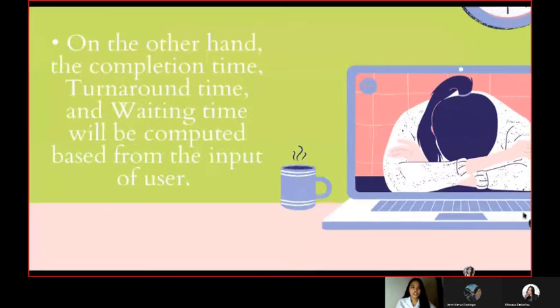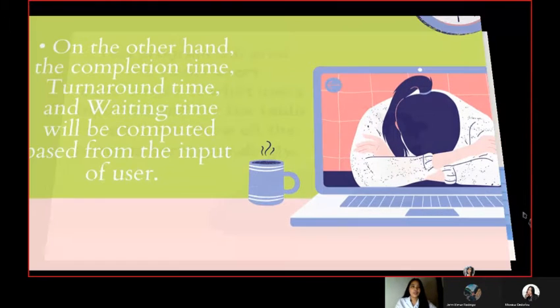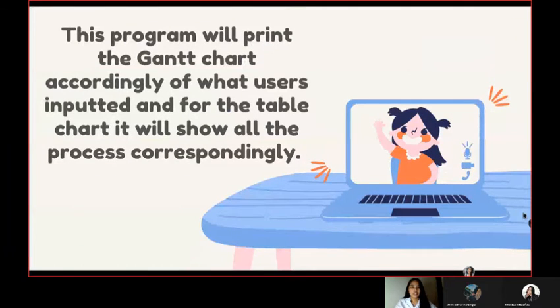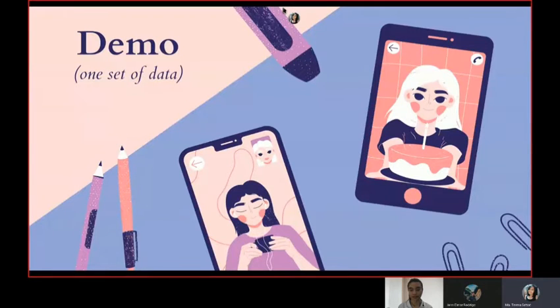On the other hand, the completion time, turnaround time, and waiting time will be computed based on the input used. This program prints the Gantt chart according to what users inputted, and the table chart will show all the processes correspondingly. And for our demo, we prepared one set of data.